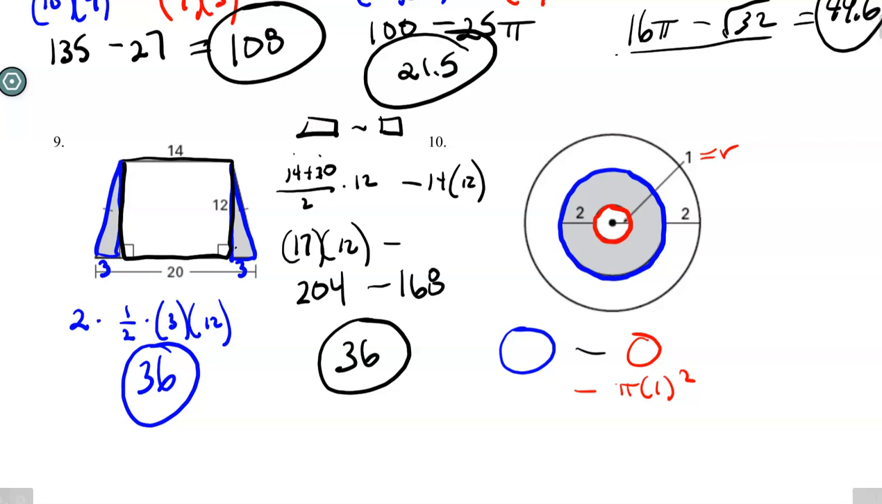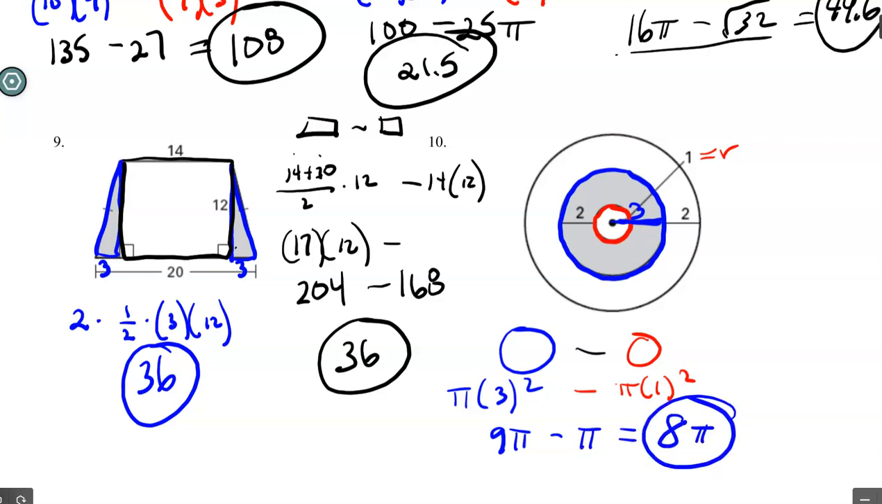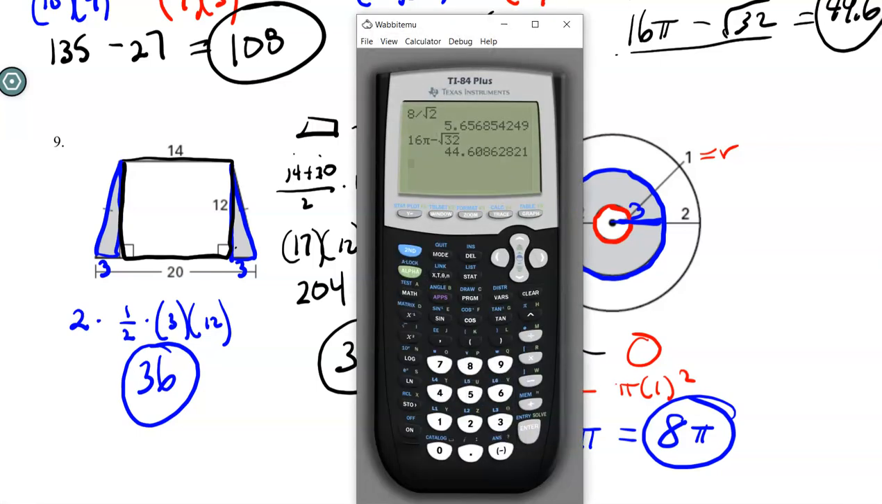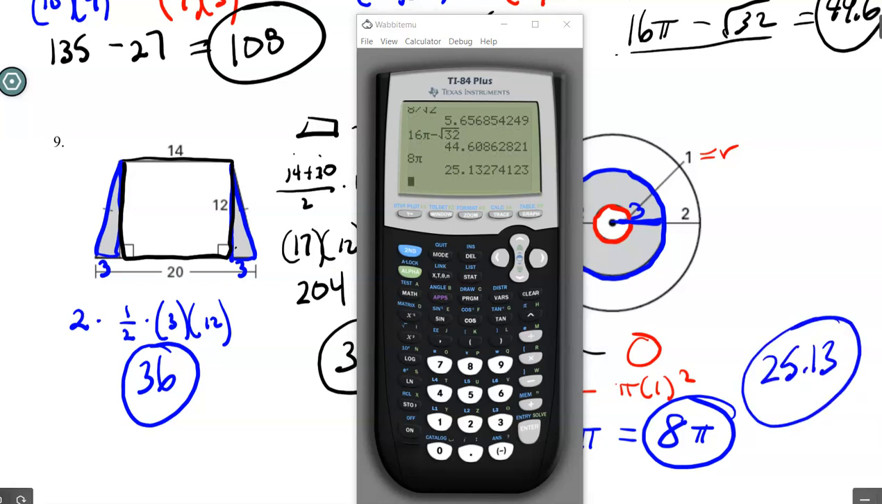And the blue circle, a little bit trickier, but the blue circle is 1 plus 2 more. So that would be a grand total of 3 for the blue. So this is pi times r squared. So basically we're looking at 9 pi minus 1 pi, which would be 8 pi. So there's the exact answer. If we want to get the approximation, bust that out for you. Boom. 25.13.